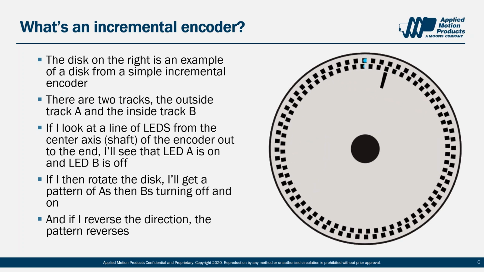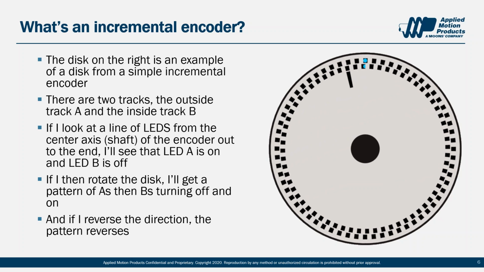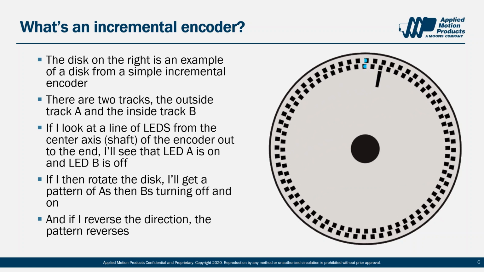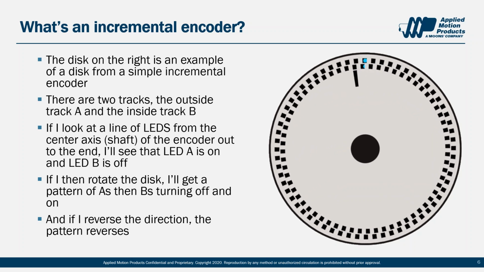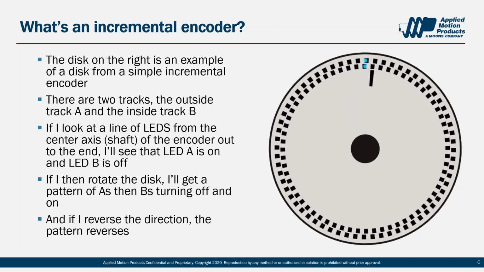I'm going to use optical encoder disks for these examples just because they're the easiest to visualize, but the idea is the same regardless of the technology used. So in the disk on the right, there are 2 tracks. Let's call the outer track A and the inner track B. There's also a once per revolution track that we call the index pulse.